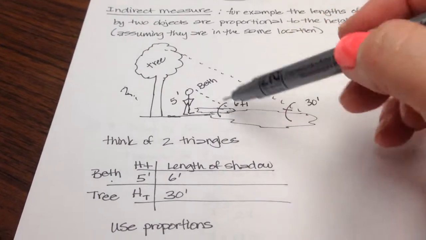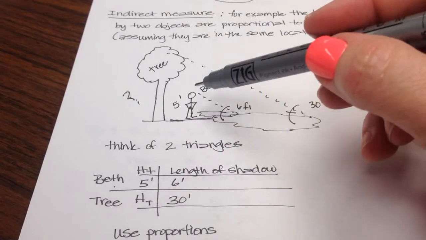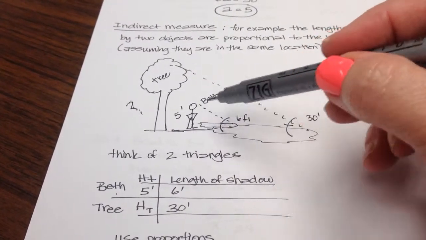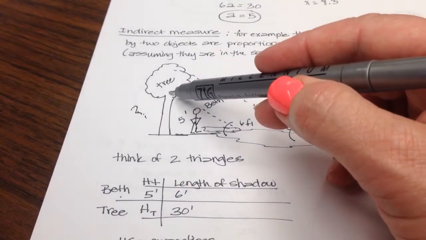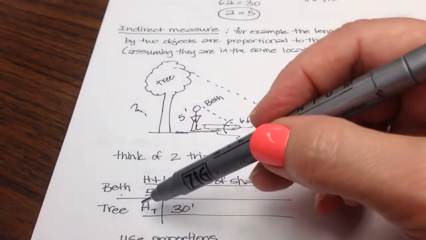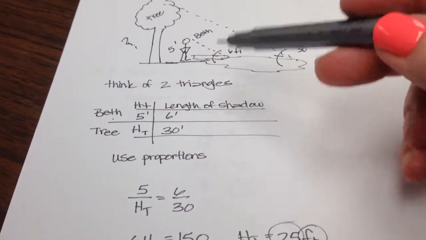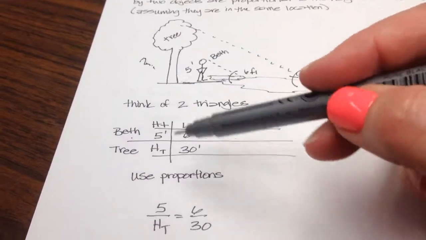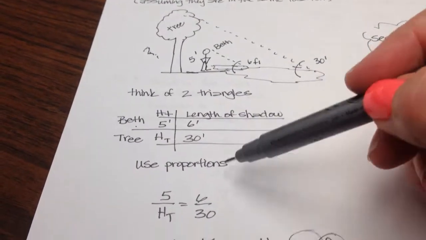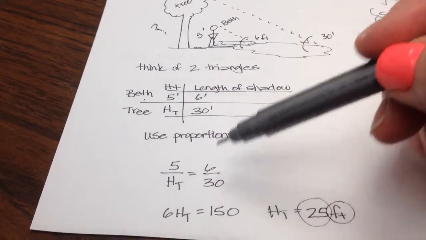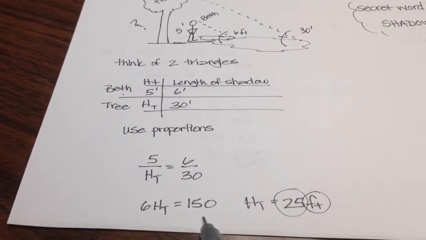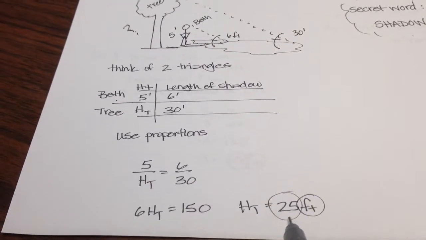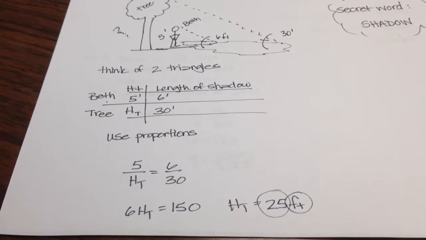All right, so now I have these 2 triangles. So I can say 5 is to 6, the height of me to my shadow, as the height of the tree is to 30. So we're going to just put it in a proportion: 5 is to the tree as 6 is to 30. My shadows, my people, my shadows. So I have 6h equals 150. Divide 150 by 6, and the height of the tree is 25 feet. Yes?